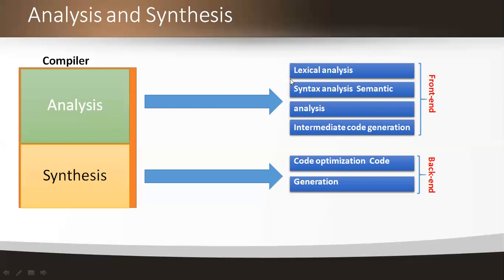And the output of the ICG acts as an input to the synthesis, where the synthesis part is carried out in two subphases, code optimization and code generation. After taking the input from the intermediate code generator, I am applying the optimization techniques and performing the code optimization, and finally I am generating an output in the form of optimized code.